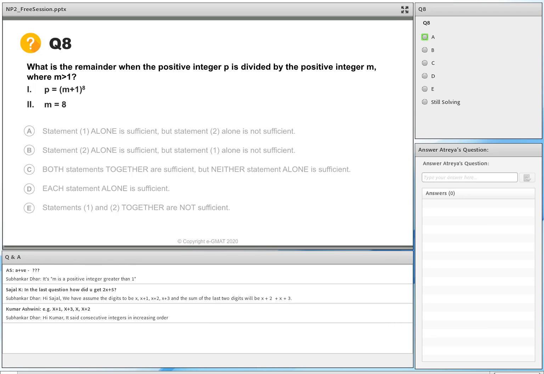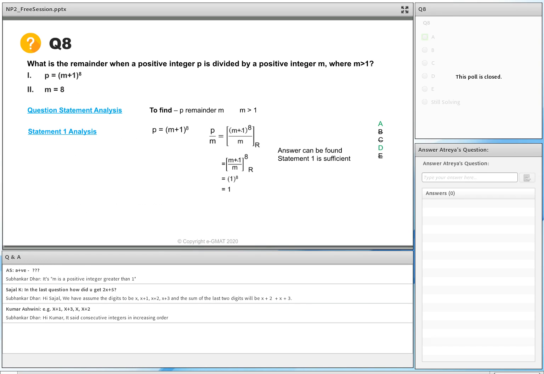All right, let's now understand the question. The question asks me, what is the remainder when the positive integer p is divided by another positive integer m, and a constraint is given on m, that is m is greater than 1. So m can be 2, 3, 4, all these numbers. So m is a positive integer, m is greater than 1. Before moving into the question, let's first try to get what we can interpret from the question statement. The statement tells us that we need to find the remainder when p is divided by m and m is greater than 1. Not much given in the question, right? So let's go to the first statement and see if the first statement gives us the answer or not.